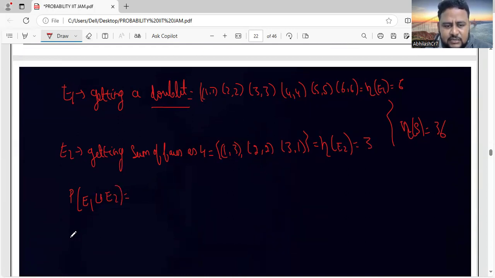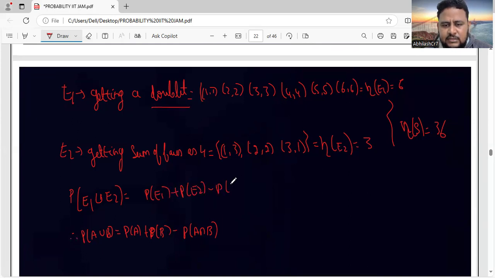As per this, we know that P of A union B is the probability of A plus the probability of B minus the probability of A intersection B. So the first thing here is P of E1 plus P of E2 minus P of E1 intersection E2.